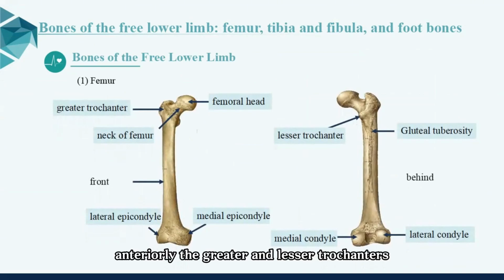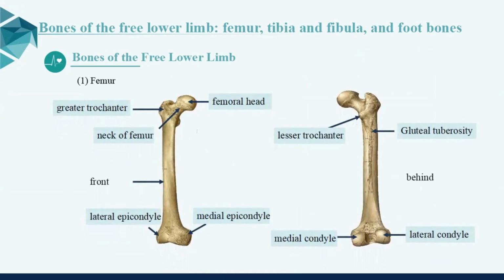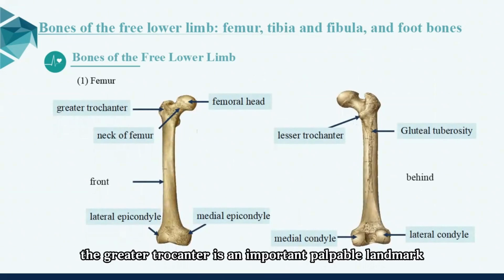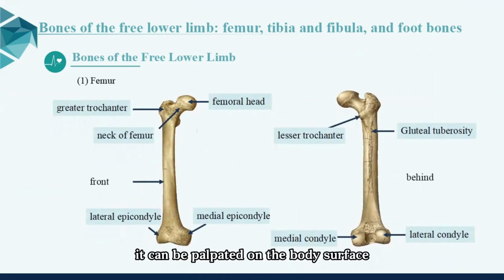Anteriorly, the greater and lesser trochanters are connected by the intertrochanteric line. Posteriorly, they are connected by the intertrochanteric crest. The greater trochanter is an important palpable landmark. It can be palpated on the body surface.